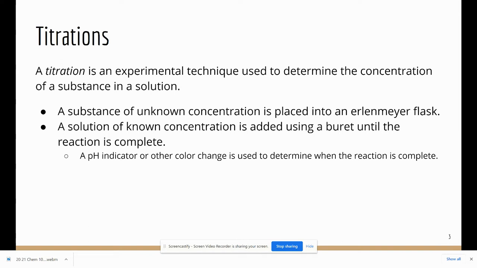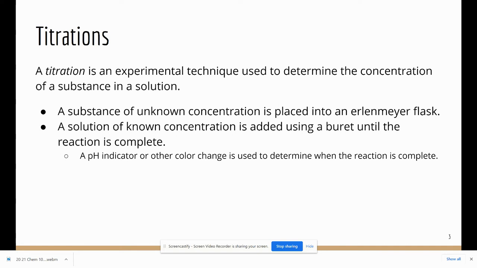This is a titration. A titration is an experimental technique that we're going to be using to determine the concentration of a substance in a solution. So for example, if I have, let's say, 25 milliliters of vinegar and I want to know the acetic acid concentration of that vinegar, titration is the experimental technique I would use in order to determine the concentration.